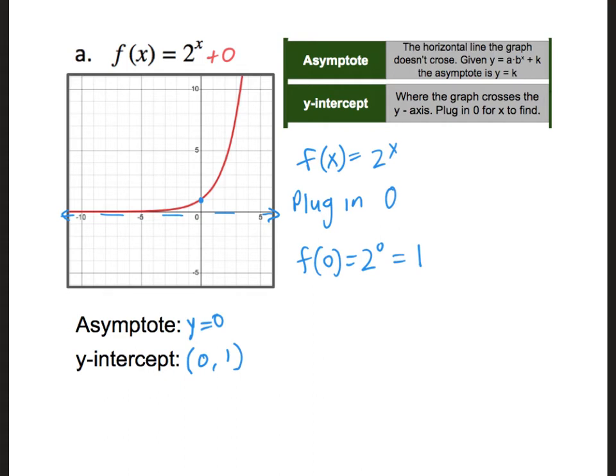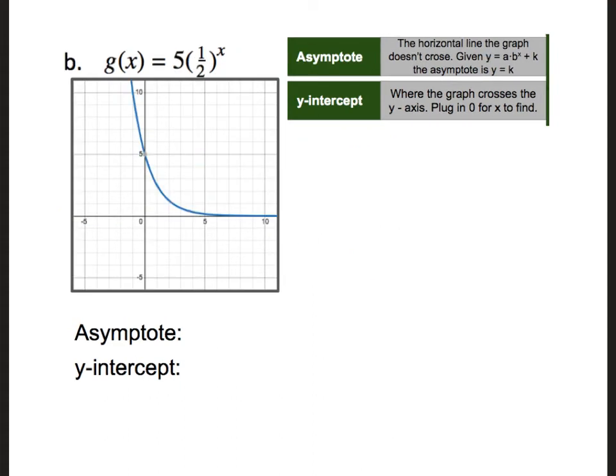All right, let's look at the next problem. For this one, we have g of x equals 5 times 1/2 to the power of x. Again, for this one, you have your plus 0 on the outside. And if I notice my graph is getting closer and closer to my x-axis, so that means that my asymptote is going to be y equals 0.